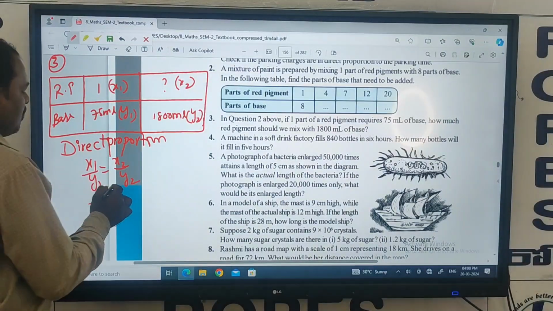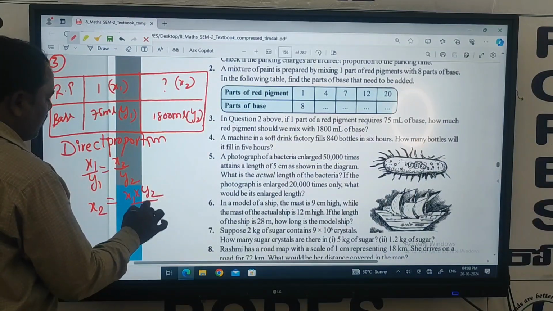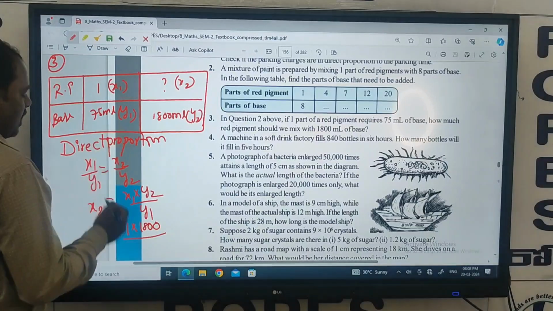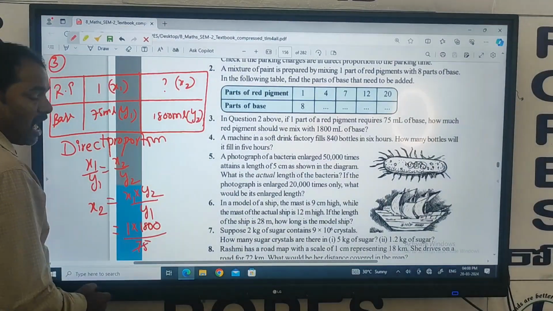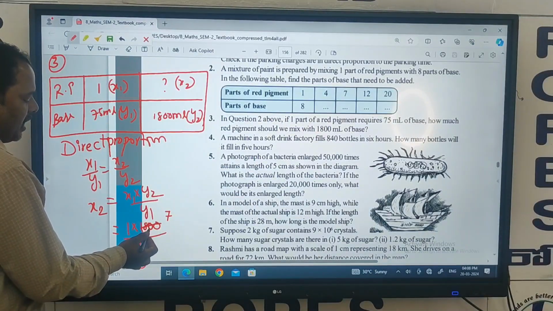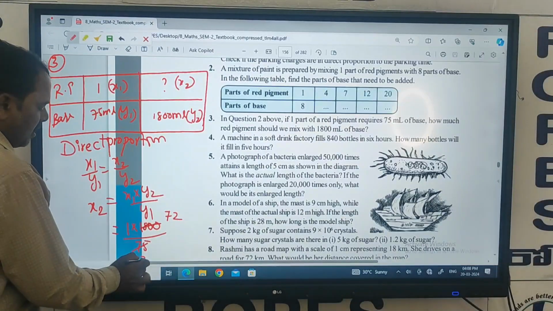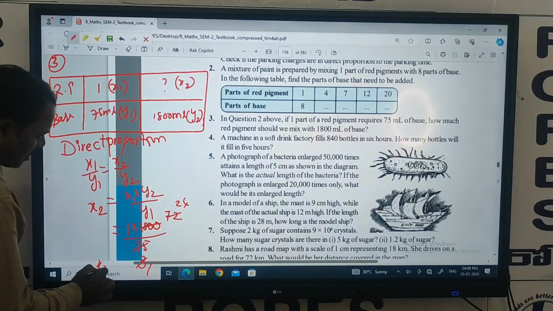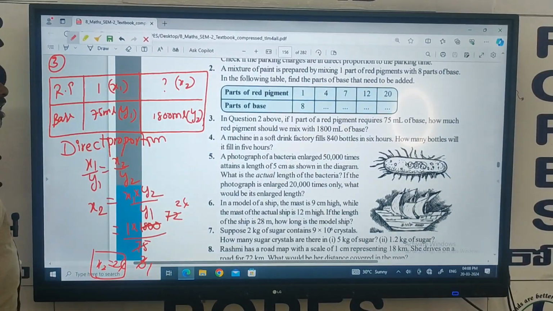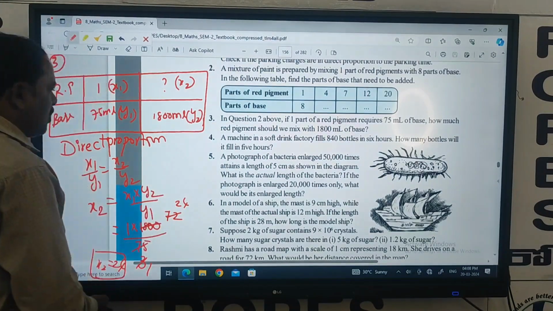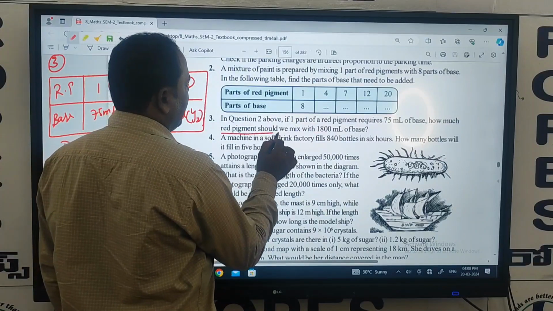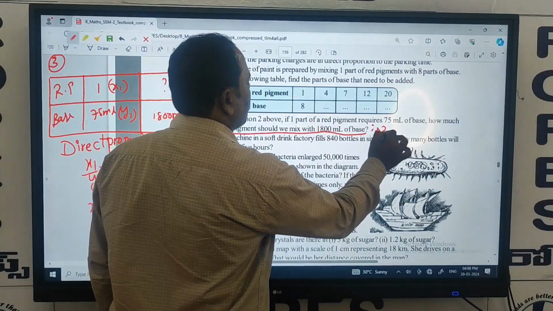To find x2, we should write x1 into y2 by y1. Here x1 is 1, y2 is 1800, by y1 which is 75. If we cancel with the 25 table: 25 threes are 75, 25 sevens are 175, so 1800 by 75 gives x2 equal to 24. So for 1800 ml of base, we should add 24 parts of red pigment. Here, in the last step, you have to write: therefore, the red pigment that should be mixed with the 1800 ml of base is 24 parts.